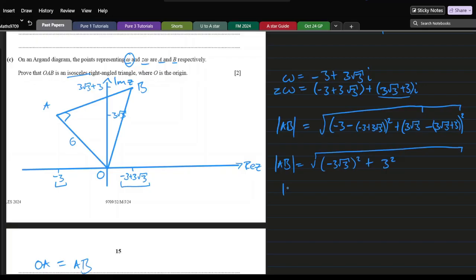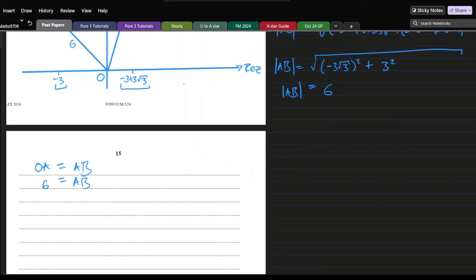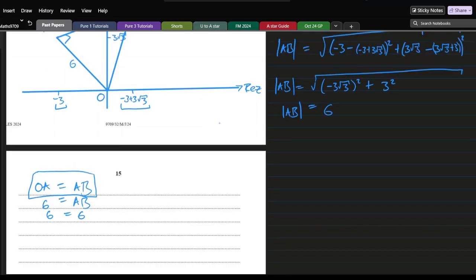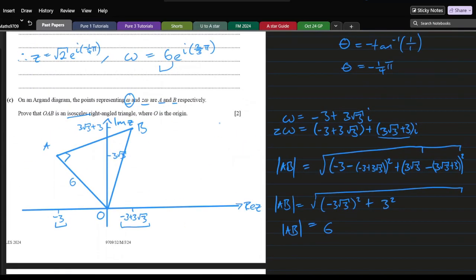Okay, so if we simplify this, punch this into the calculator, this is the square root of negative 3 root 3 squared plus 3 squared, and that gives us a 6, right? So this means that AB is also equal to 6, so therefore OA is equal to AB, and that means that this triangle is indeed isosceles.